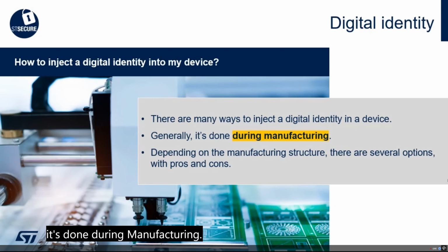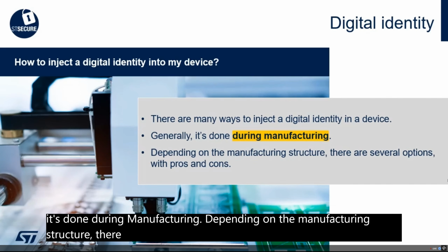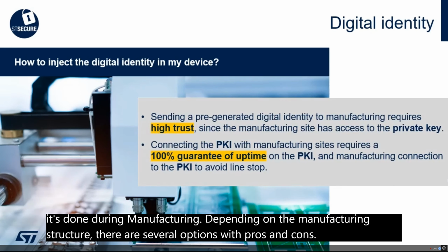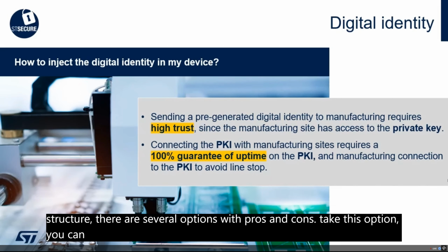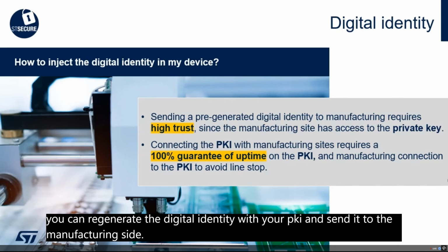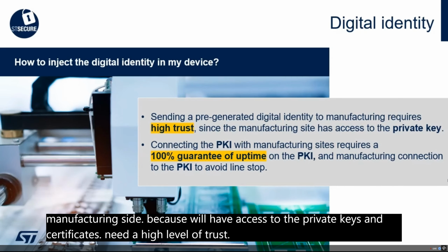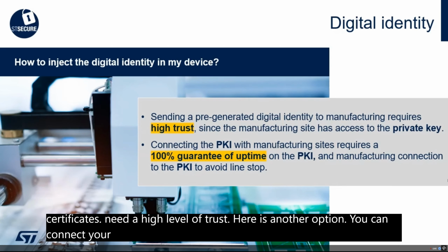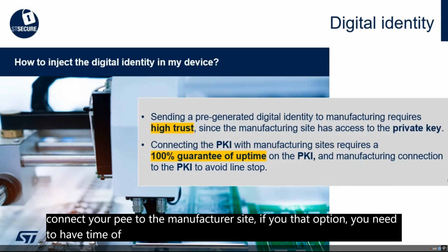Depending on the manufacturing structure, there are several options with pros and cons. Take this option. You can pre-generate the digital identity with your PKI and send it to the manufacturing site. Because the manufacturer site will have access to the private keys and certificates, you need a high level of trust. Here is another option. You can connect your PKI to the manufacturer site. If you choose that option, you need to have 100% guarantee of uptime of the PKI to avoid line stop. And there are many other options.